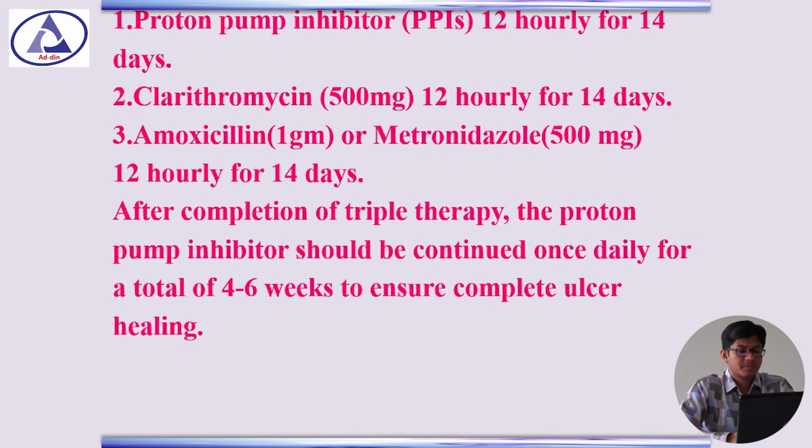Treatment regimens are: proton pump inhibitor 12 hourly for 14 days, clarithromycin 500 mg 12 hourly for 14 days, amoxicillin 1 gram or metronidazole 500 mg 12 hourly for 14 days. After completion of triple therapy, the proton pump inhibitor should be continued once daily for a total of 4 to 6 weeks to ensure complete ulcer healing.